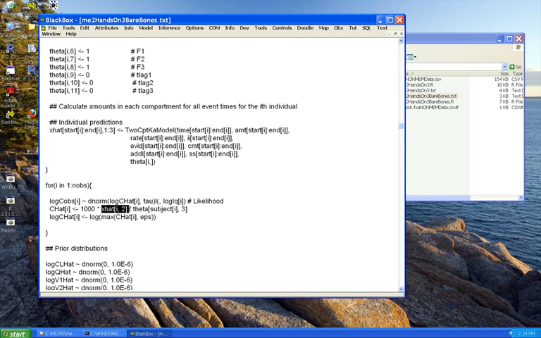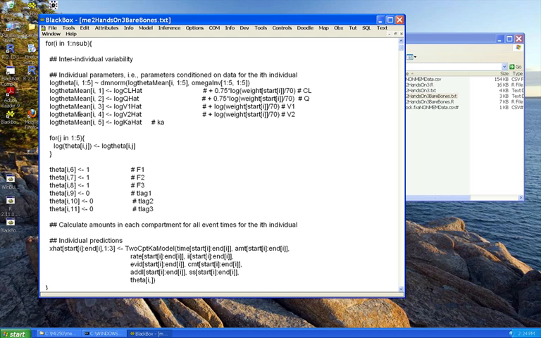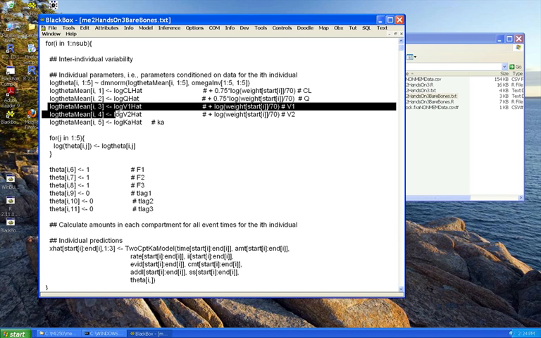Here's the key element here. I'm starting out with the amount in compartment 2 at the ith time, and I need to divide that by the volume of distribution for that compartment for that particular subject. Now, first of all, which parameter is that? Well, if we go up and look at what we have, we can see that the third parameter is the one that's associated with our central volume of distribution.